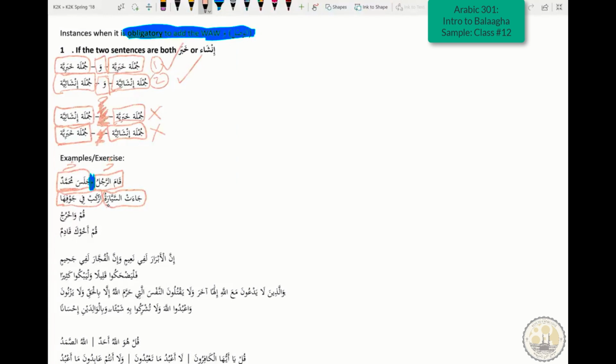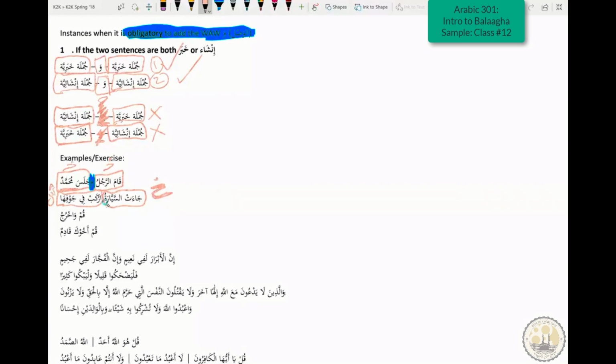جاءت السيارة, is it khabariya or insha'iyya? جاءت. It is a khabariya. Good, right? There's no talab, there's no request, right? There's no command, there's no nahi, there's no istifham, etc. So this is khabariya. What about irkab fi jawfiha? Go inside. Go inside of it. Insha'iyya or khabariya? Good. This is insha'iyya. All right. Put a sheen to denote insha'iyya.